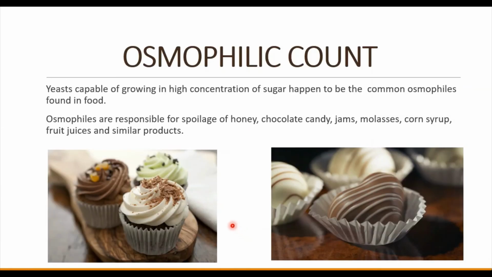Then moving to the osmophilic count, yeast capable of growing in high concentrations of sugar happen to be the common osmophiles found in our food. And these osmophiles are the ones responsible for the spoilage of our honey, chocolate candies, jams, molasses, corn syrup, fruit juices, and similar products. That means if we are having spoilage of these products, then we can assess that it is because of the yeast organisms responsible for spoiling these products.